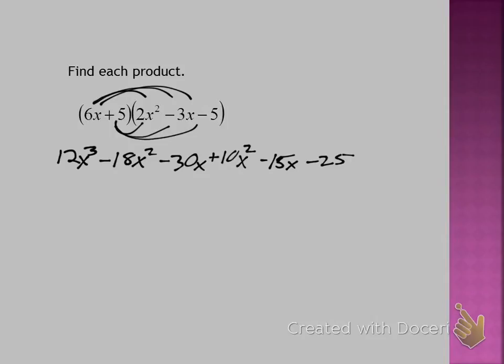Last thing to do is what, always? Like terms. We already distributed. So we got like terms, but as your polynomials increase, the number of like terms you have to collect increases as well, in most cases. So 12x cubed, that's the only 12x cubed term we got. Here it looks like we got 2 x squared terms, right? Negative 18, positive 10, which gives us negative 8x squared. A negative 30x and a minus 15x to give us negative 45x. Minus 25 tagging along at the end there.